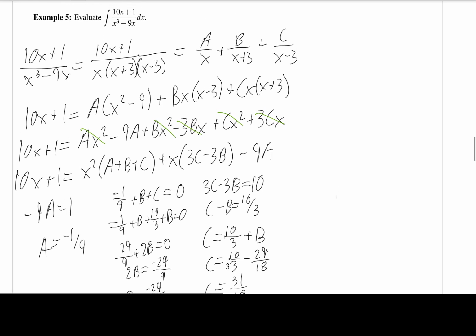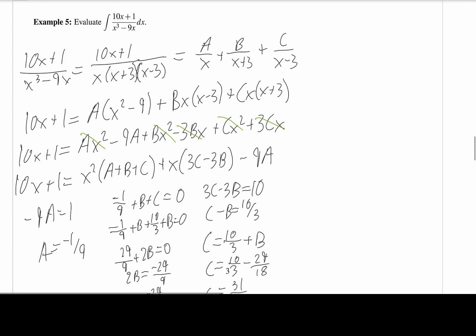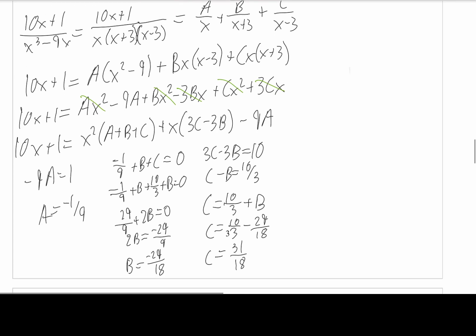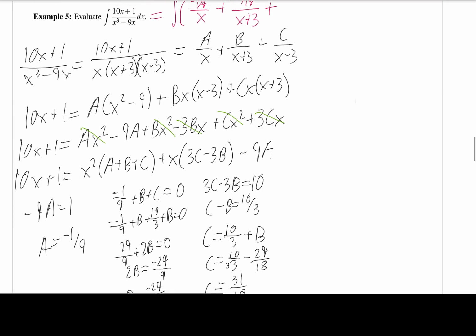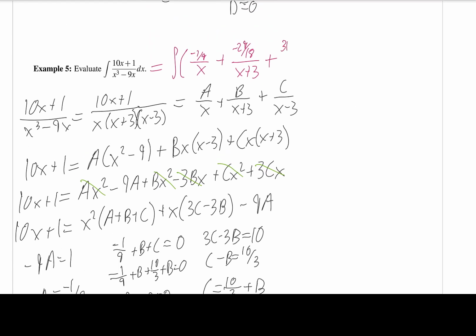Alright, so this will make our integral kind of gross, but it'll be okay. So this is going to be the integral of a over x, so it's negative 1/9 over x, plus b over x plus 3, so that was negative 29 over 18, negative 29 over 18 over x plus 3, plus c over x minus 3, so that's 31 over 18 over x minus 3.